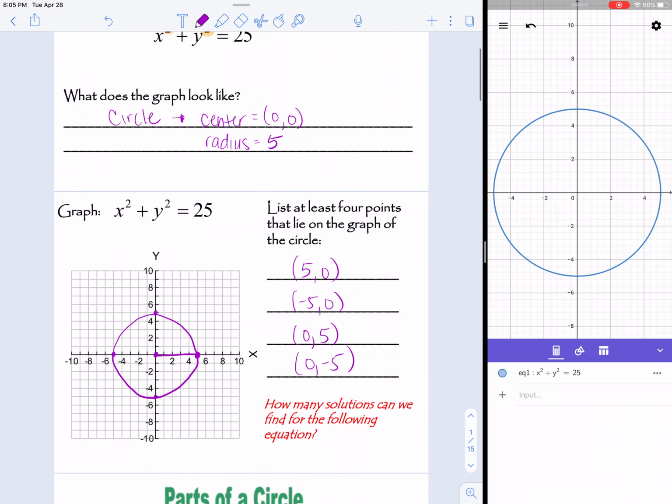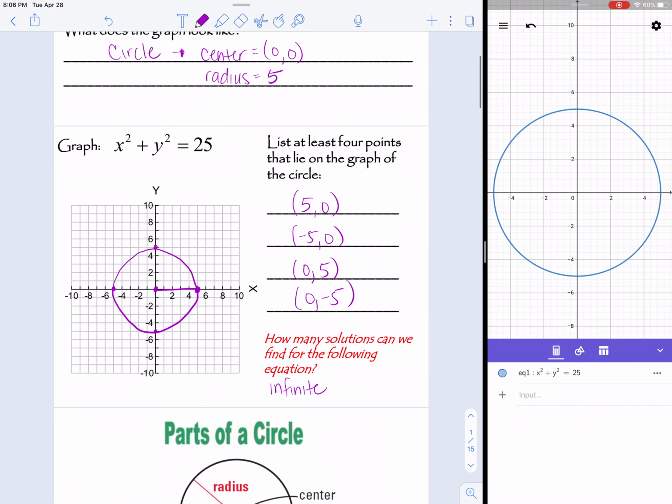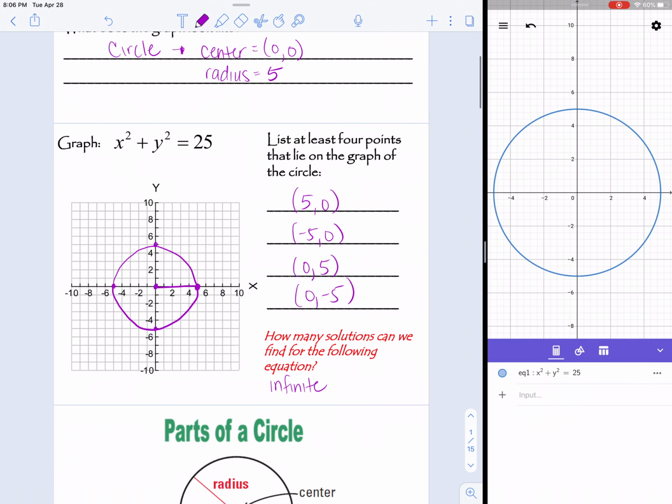How many solutions can we find for this equation? It's going to be infinite. Every point on the circle. You're not going to be able to get a table of values because it's not a function. Why isn't it a function? Going back to algebra, it doesn't pass the vertical line test.